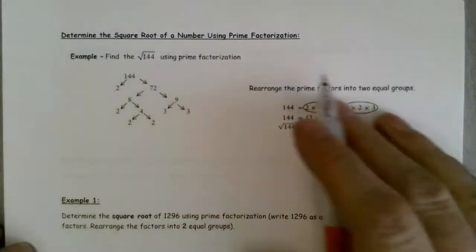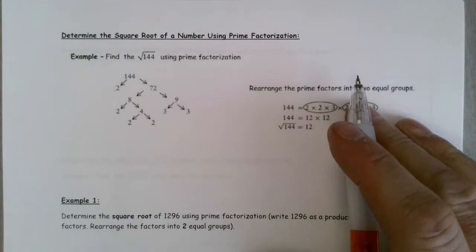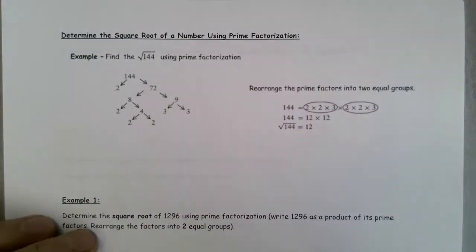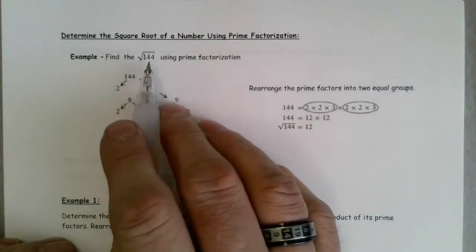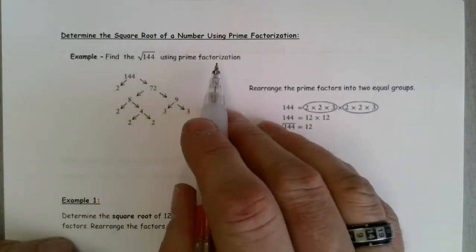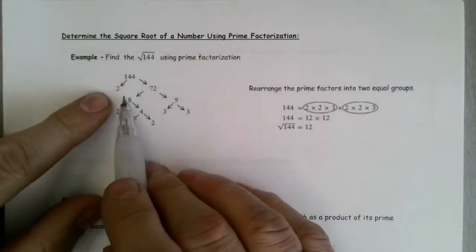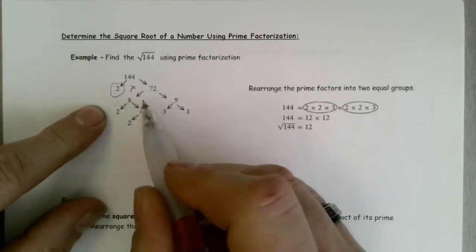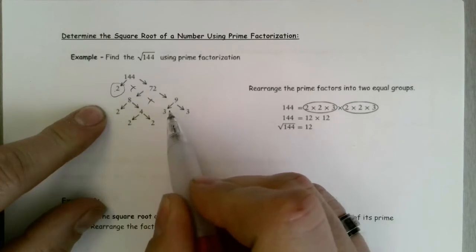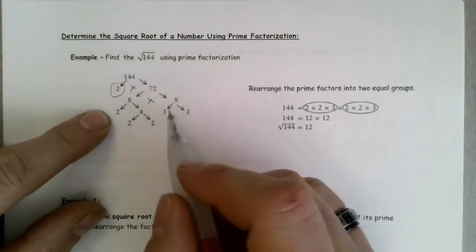Okay, so now we're going to talk about how to use the prime factorization of our number to get its square root. So we've got the square root of 144. We're going to use prime factorization. So 144 is 2 times 72. There's my prime. 72 is 8 times 9. Neither one of those is prime.